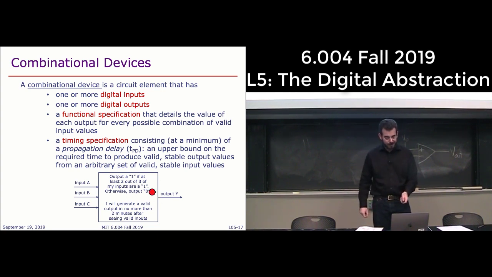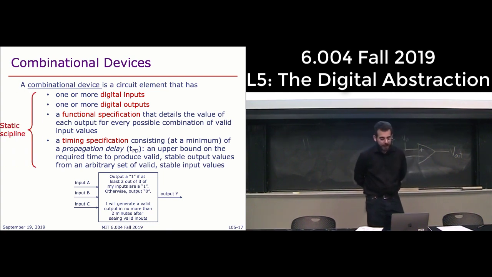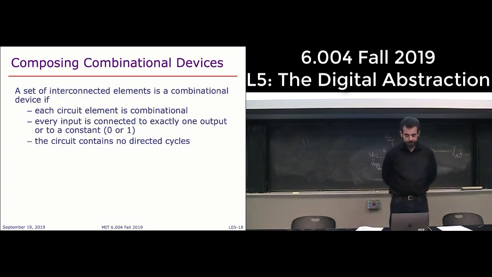In this case, this is the functional description of this particular circuit: output a 1 if at least 2 out of the 3 inputs are 1, otherwise output a 0. This device says that it will generate an output in no more than 2 minutes after seeing valid inputs. Now, 2 minutes is quite a bit of time. This is a majority function. If 2 out of the 3 inputs are 1, you'll get a 1 at the output. And we'll see in a couple of lectures that you can compute that in about 50 picoseconds. So 50 picoseconds is a bit less than 2 minutes. As I mentioned, the combination of these 4 things is called the static discipline.